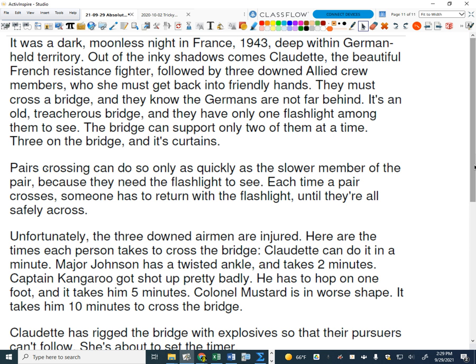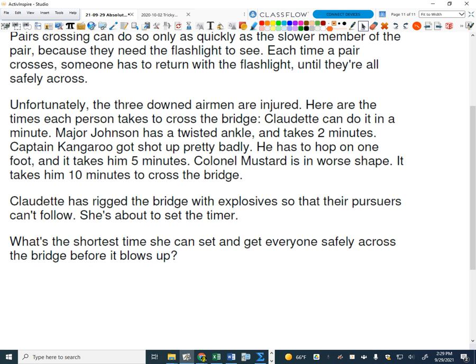Unfortunately, the 3 downed airmen are injured. Here are the times each person takes to cross the bridge. Claudette can do it in a minute. Major Johnson has a twisted ankle and takes 2 minutes. Captain Kangaroo got shot up pretty badly. He has to hop on 1 foot, and it takes him 5 minutes. And Colonel Mustard is in worse shape. It takes him 10 minutes to cross the bridge. Claudette has rigged the bridge with explosives so that their pursuers can't follow. She's about to set the timer before they start crossing. What's the shortest time she can set and get everyone safely across the bridge before it blows up?